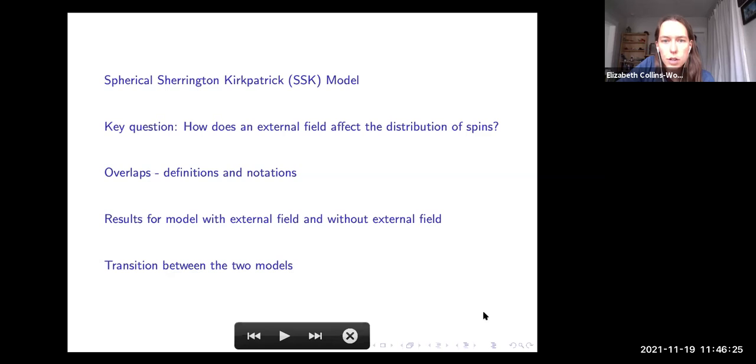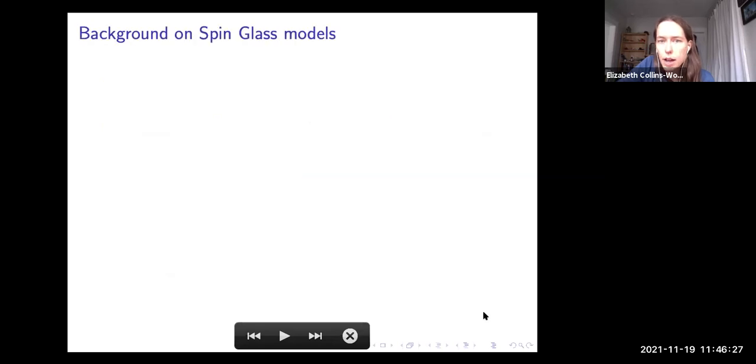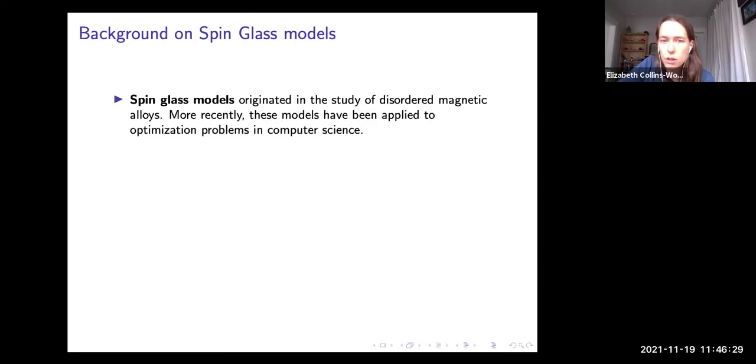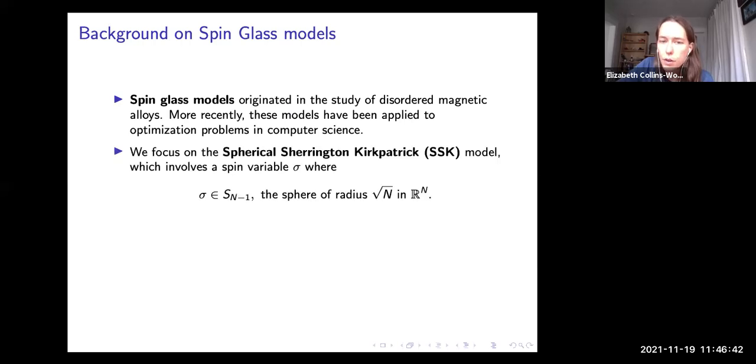So by way of an introduction, background on spin glass models. These models originated in the study of disordered magnetic alloys, but more recently they've found applications in many different areas, including optimization problems in computer science. I'll focus on the spherical Sherrington-Kirkpatrick or SSK model, and this involves a spin variable sigma, which is a vector that lives in an n-dimensional sphere with a radius of square root of n.